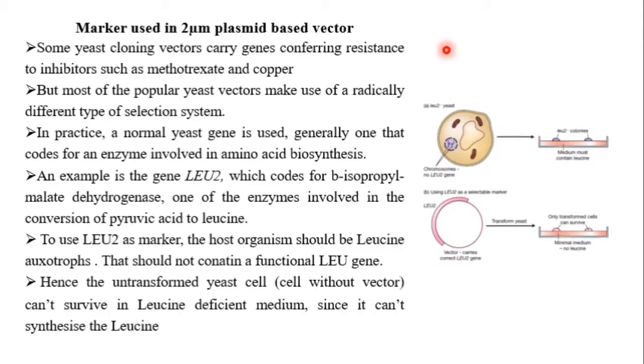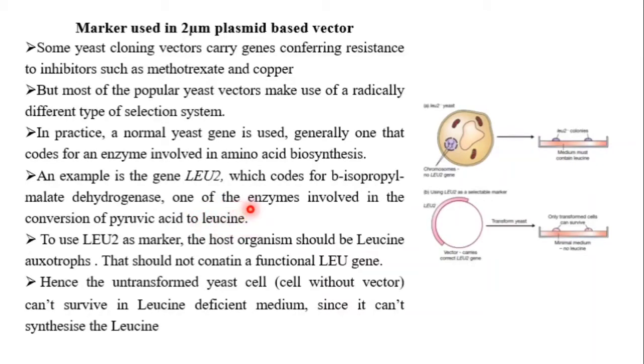For example, there is one gene named LEU2. The LEU2 gene is responsible for the conversion of pyruvic acid into leucine. This LEU2 gene is essential for the conversion of pyruvic acid to leucine. This is the gene that is used as a marker in the 2-micron plasmid based vector system. That means this gene is essential to synthesize the amino acid leucine.